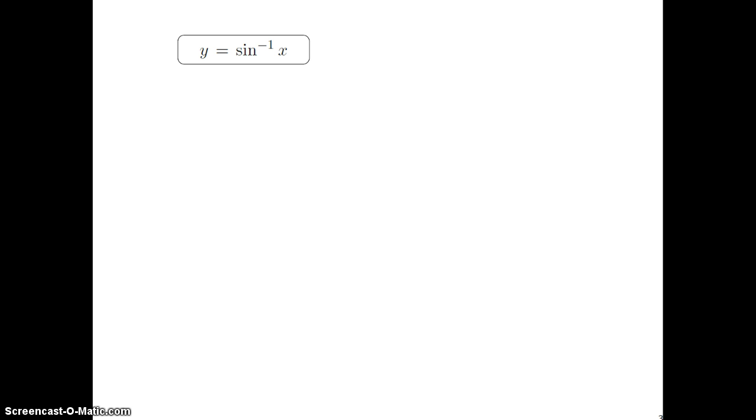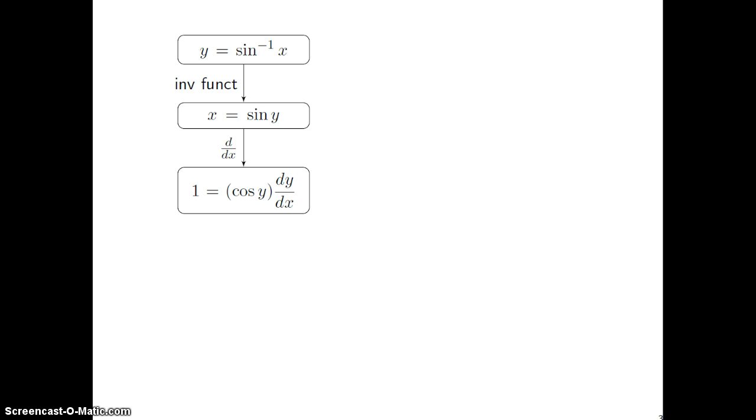So here's how it goes. Start with y is equal to sine inverse of x. Then you can swap the role of input and output. This is what an inverse function does. Take the derivative on both sides with respect to x. On the right side, you have to be careful to use the chain rule because you're doing an implicit differentiation. Then you can just solve for dy/dx. This last step is just a little bit of algebra.